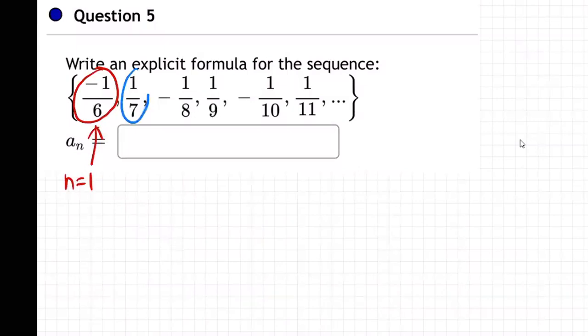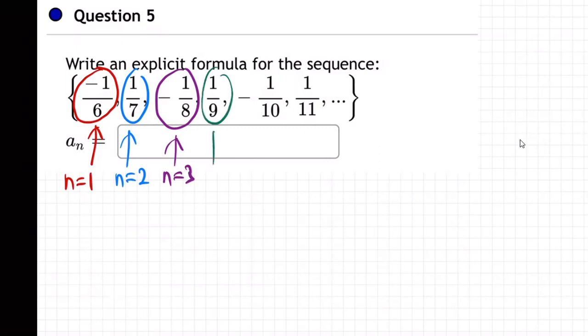And then that same formula, if you plug in n equals 2, you get positive 1/7. You plug in n equals 3 and you get negative 1/8. You plug in n equals 4 and you get 1/9. You plug in n equals 5, you get negative 1/10. And you plug in n equals 6 and you get positive 1/11.